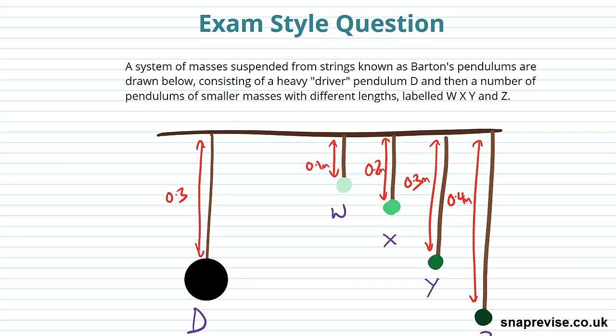Just to finish up with a final exam style question, we're going to look at this great example of a system of pendulums. That's basically a system of masses suspended from strings. It's known as Barton's pendulums, and I've drawn them below. It consists of a heavy driver pendulum, which we've labelled D, and then a number of pendulums of smaller masses with different lengths, which we've labelled W, X, Y, and Z.